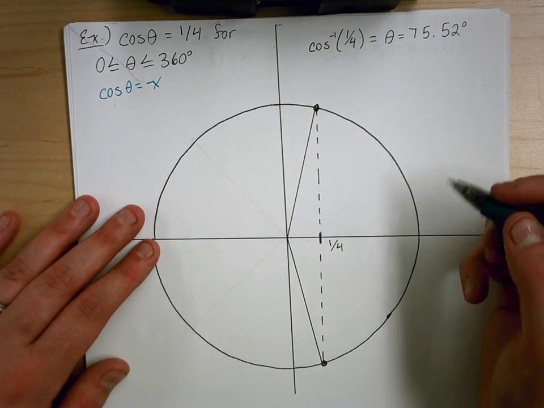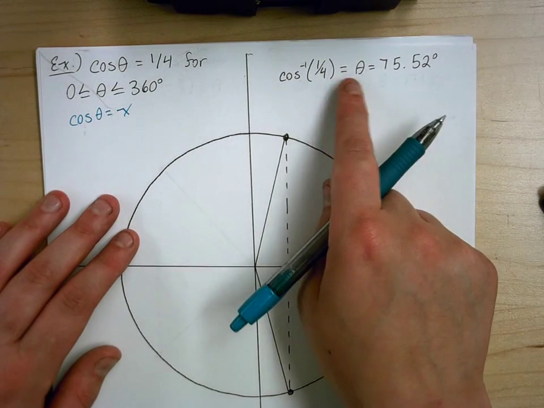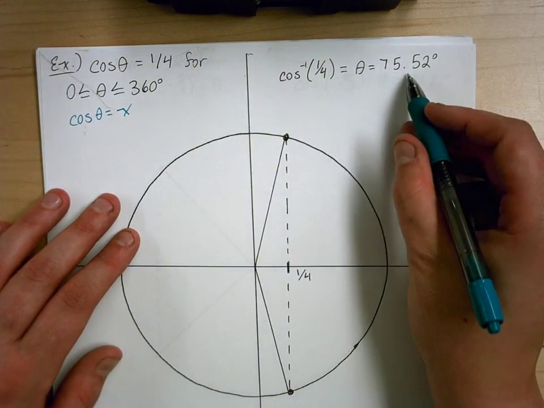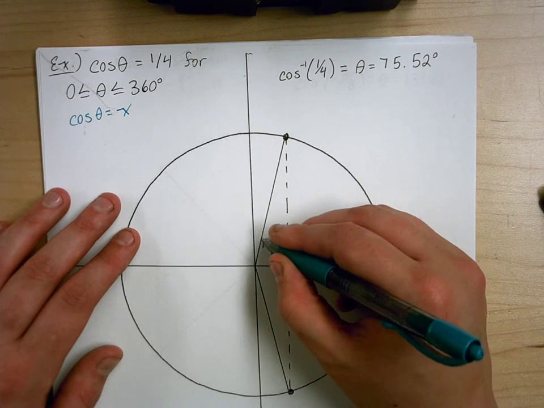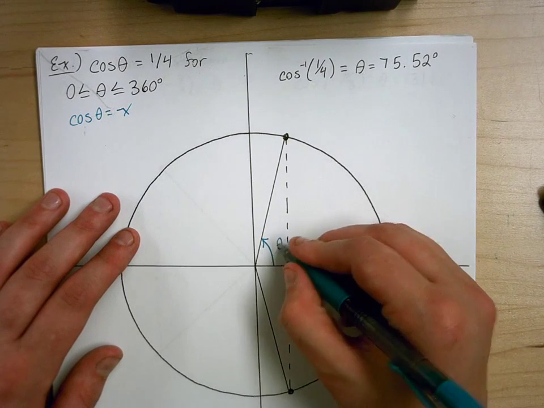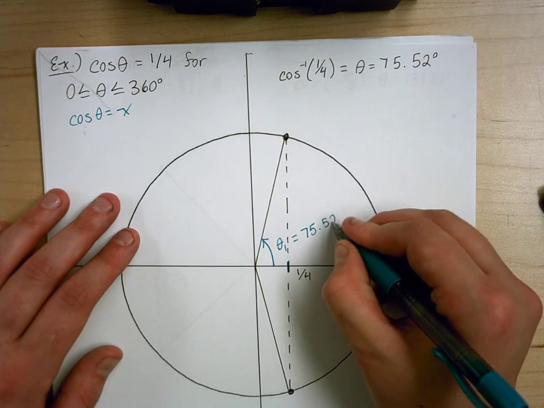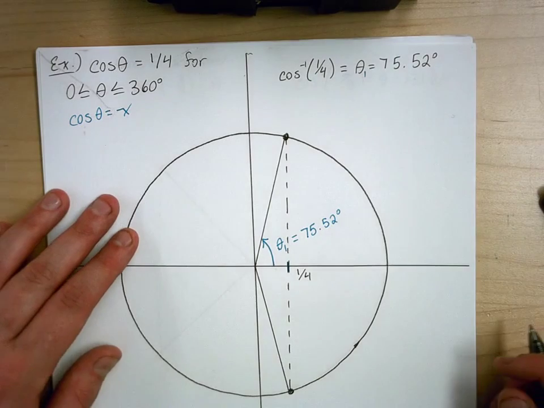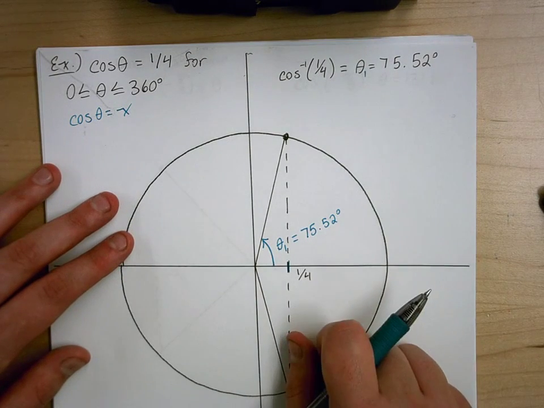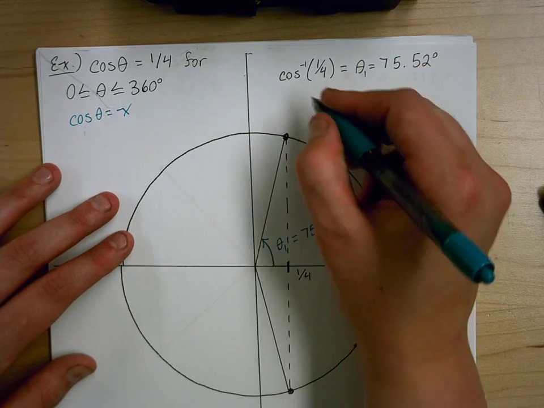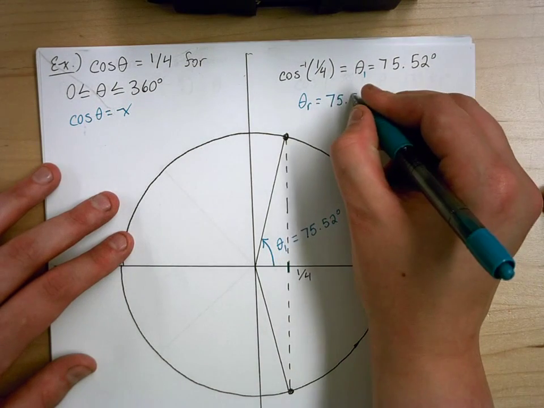Okay, so again, when I plug this into my calculator and I solve for theta, I get that theta equals 75.52. Okay, so this angle, we'll call this theta 1, is 75.52 degrees. Okay, and since this is in quadrant 1 and it's positive, then it's already a reference angle for itself, so it's good. So then we know that theta r is 75.52 degrees.